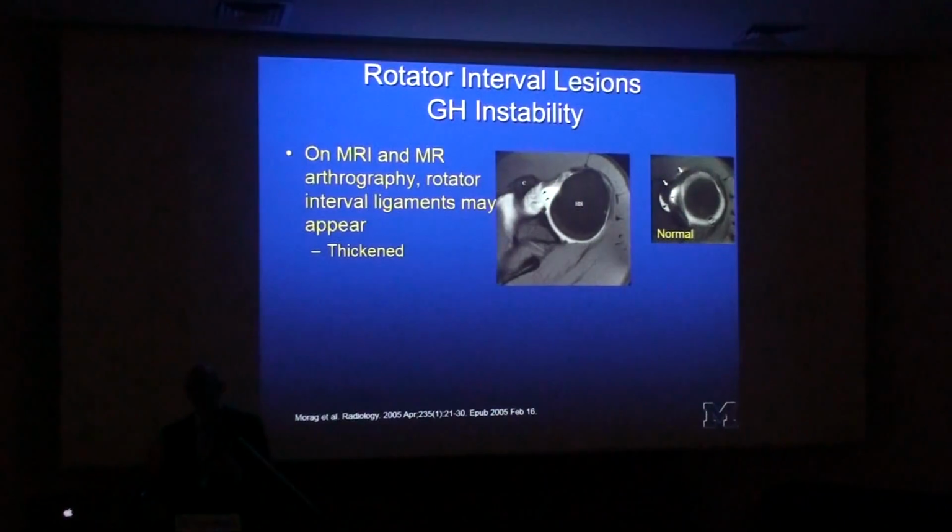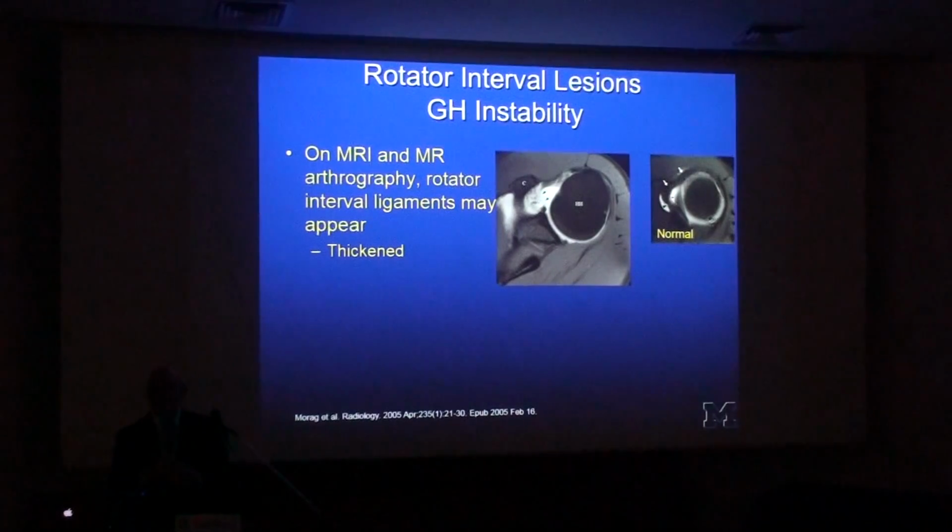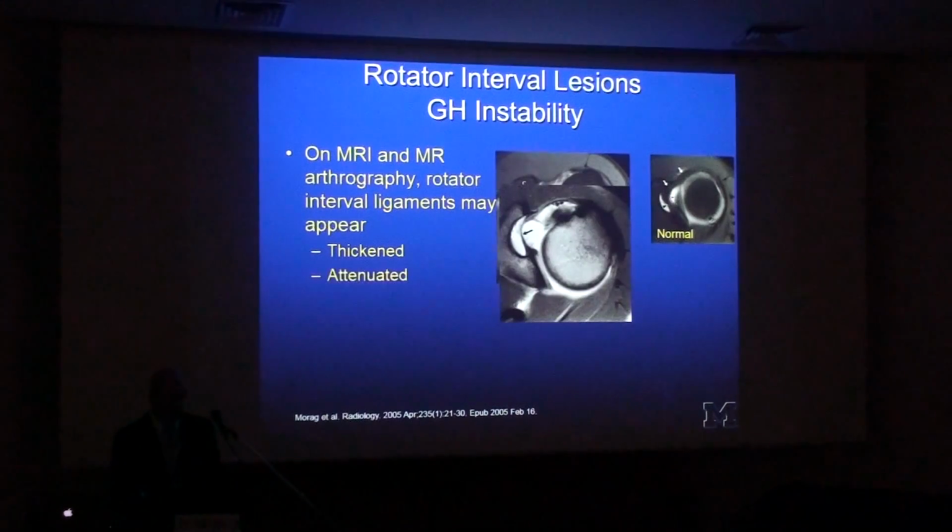On MR arthrography, these ligaments, when they are injured, can appear thick and irregular. So here's an axial MR arthrogram. You can see this is the normal SGHL here. Here's a thickened abnormal SGHL in a patient with instability. This was surgically proven. The SGHL or the ligaments can also appear attenuated. You see how thin this ligament is compared to a normal one here.